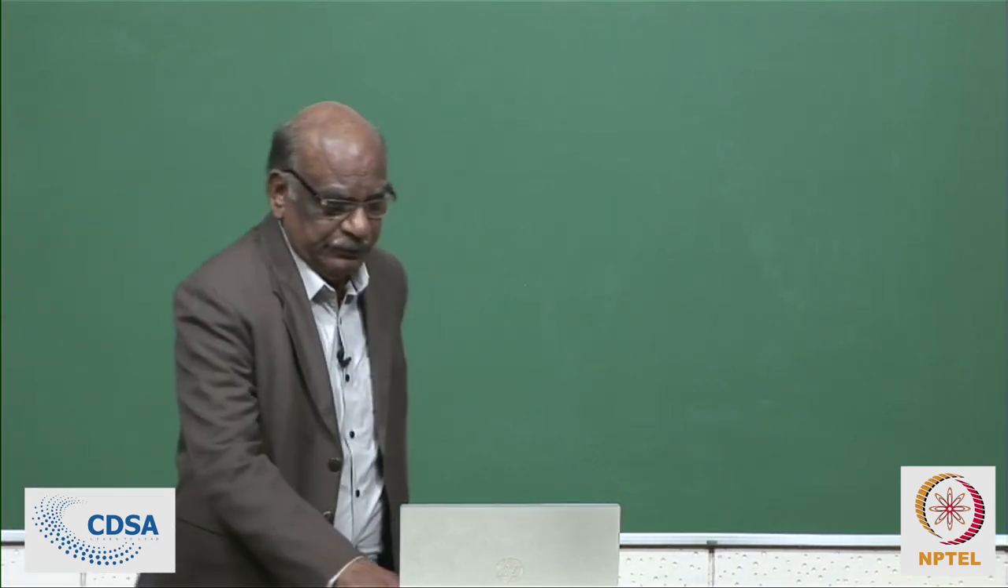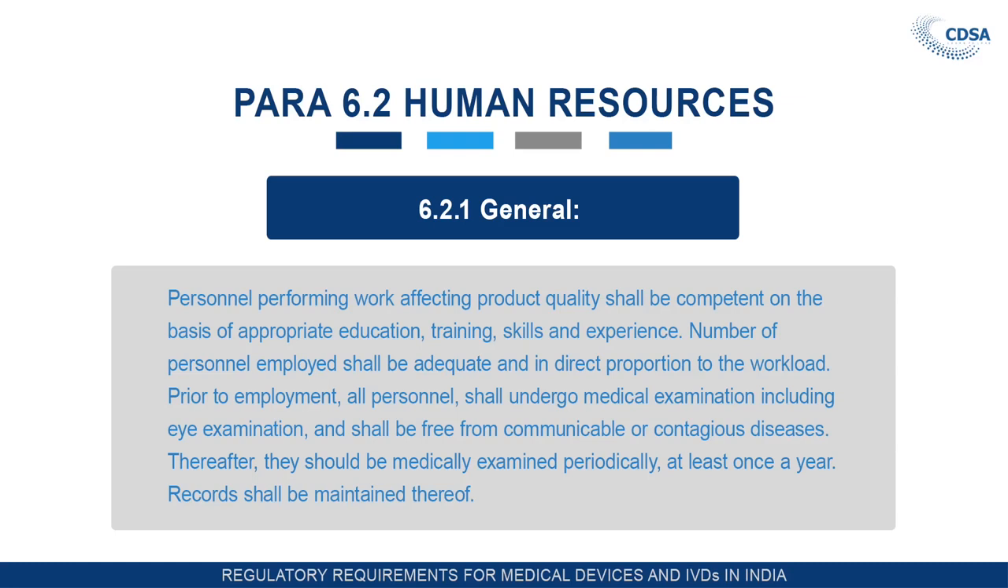for going forward further. Human resources, general. Human resources means people working in the plant. Anybody, it can be the guard at the gate to the technical person who is actually overseeing the production. Persons performing work affecting product quality shall be competent on the basis of appropriate education, training, skills and experience. Number of persons employed shall be adequate and in direct proportion to the workload. These are all simple, easy to understand sentences.